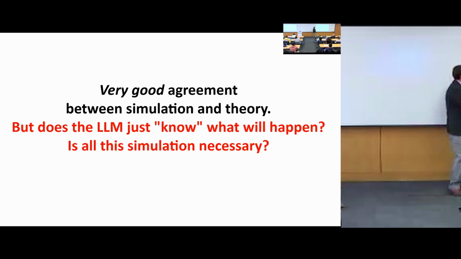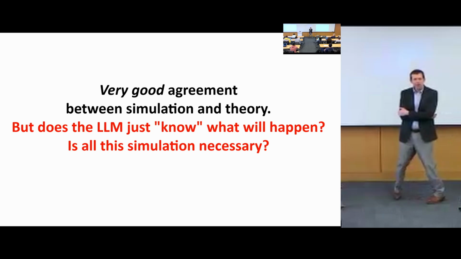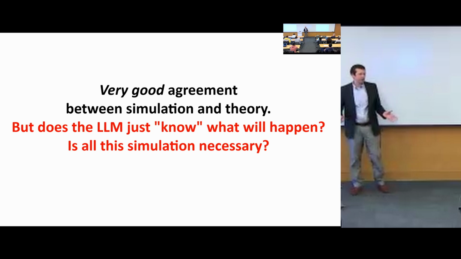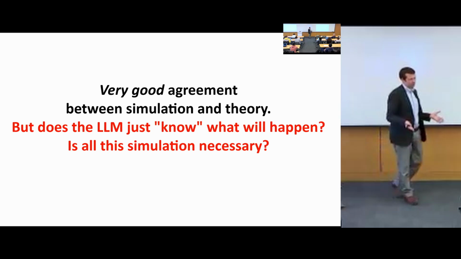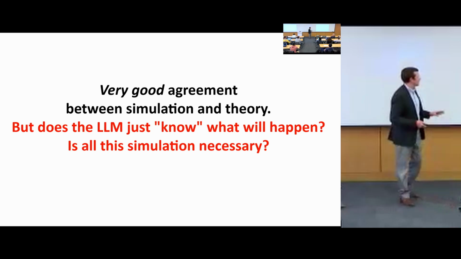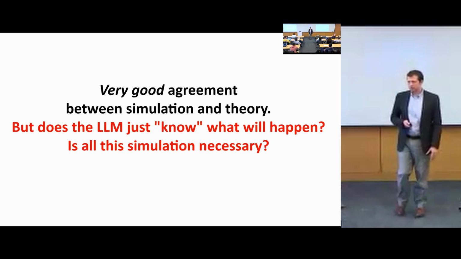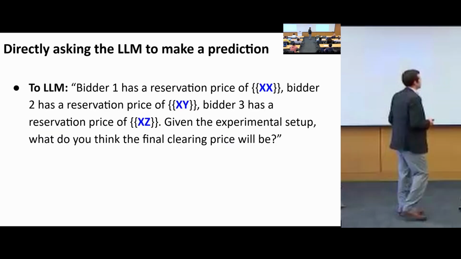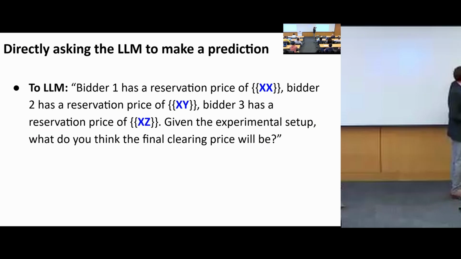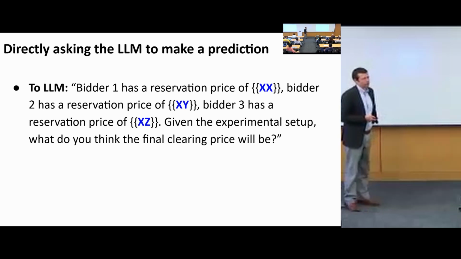Okay, so you get this good agreement between simulation and theory. But you might ask, does the LLM just know what will happen? Is all this simulation necessary? I would guess if you went to O3 or a reasoning model and described this situation, it would tell you exactly what would happen. That would be easy. When we originally wrote the paper, GPT-4 couldn't do this. We could describe the situation: bidder 1 has this reservation price, bidder 2 has this reservation price, bidder 3 has this reservation price. Given this setup, what do you think the clearing price will be?